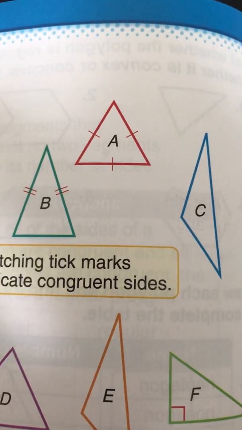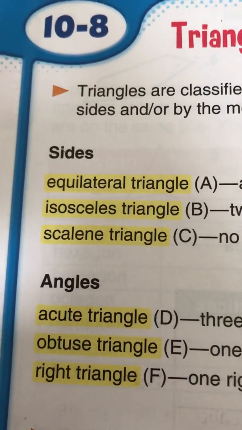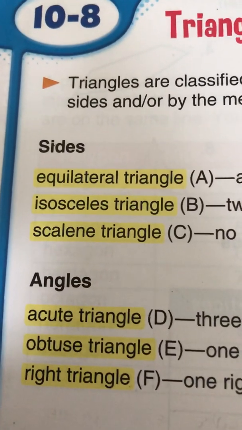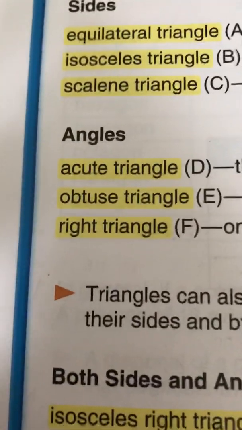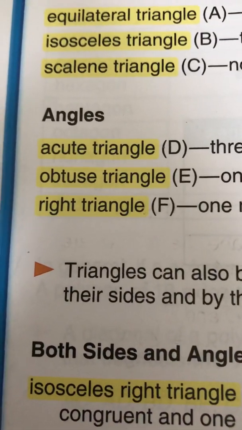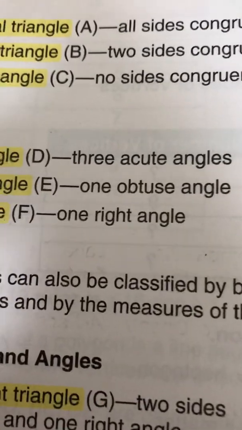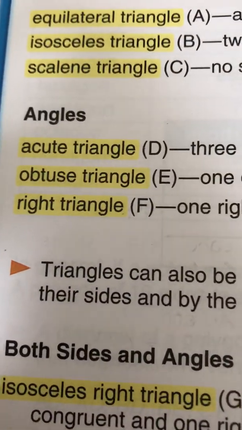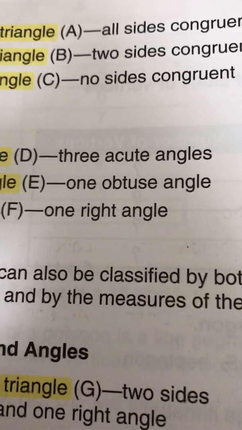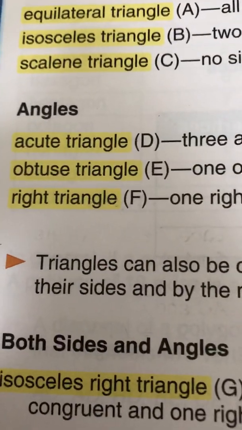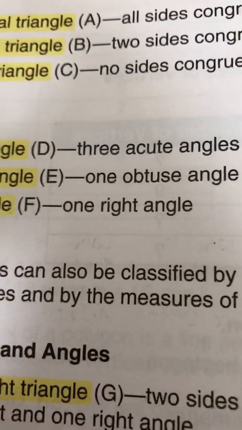So you'll have one word that describes the side length, and it's either going to be equilateral, isosceles, or scalene, and then you're also going to have a word that classifies the triangle by its angles. An acute triangle has three acute angles. An obtuse triangle has one obtuse angle, and a right triangle has one right angle.